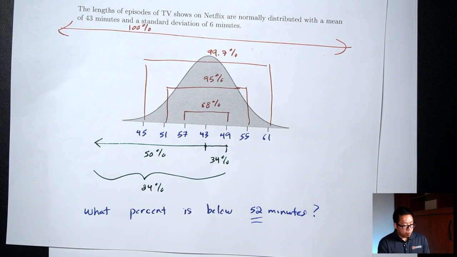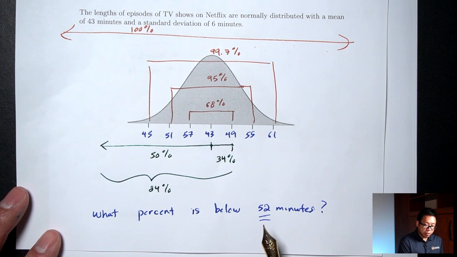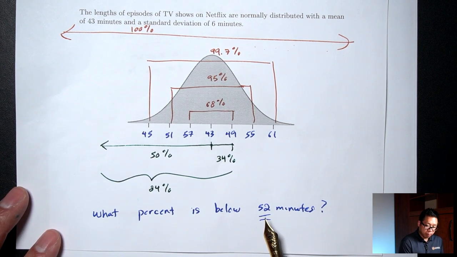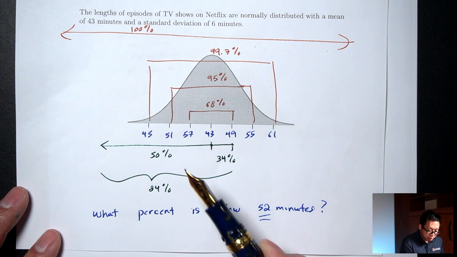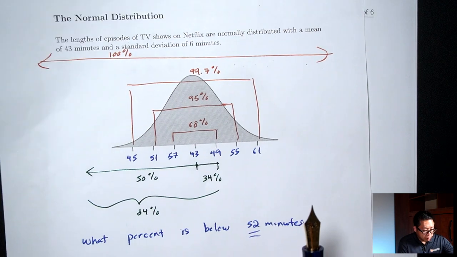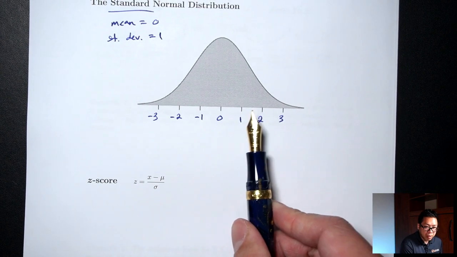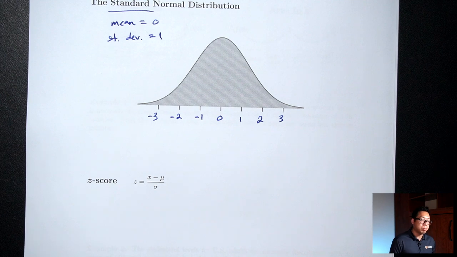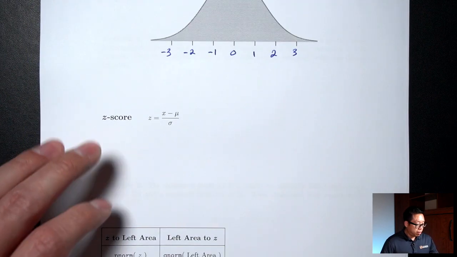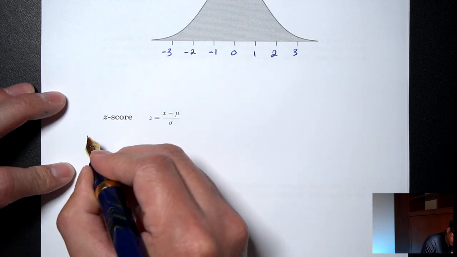What we were interested in was this 52, right? What percent is below 52? I know 52 is somewhere between one up and two up. So on this picture, it should be somewhere between one up and two up. But I want to know exactly how many steps above. That's going to be the z-score. So the z-score tells you how many steps, or how many standard deviations, above or below the mean.